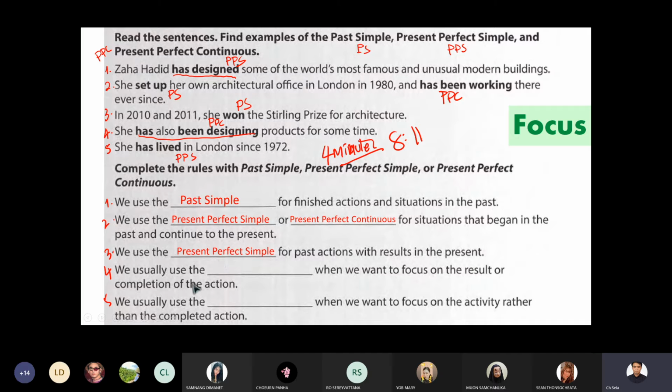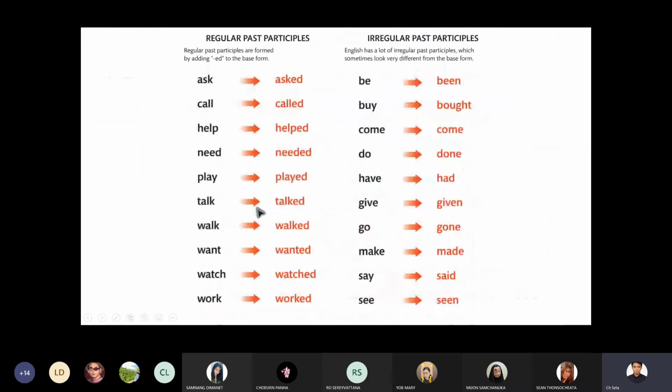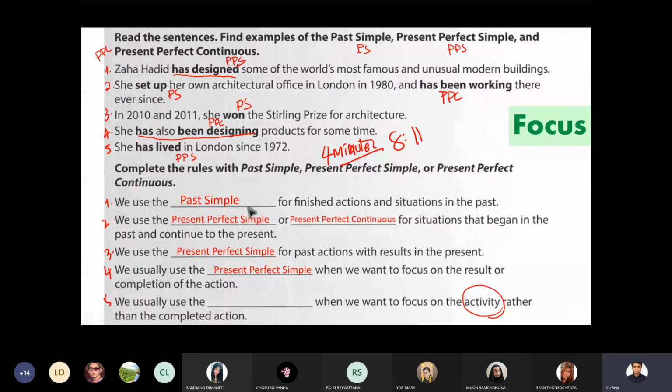And how about number 4? We use the simple as well, you don't need to worry. Simple is used when we focus on the result or completed actions. And the last one, present perfect continuous, is when we focus on the activities rather than the result. And guys, don't worry, we're going to learn about that. You see a lot here, but right now I just want you to pay attention to this.